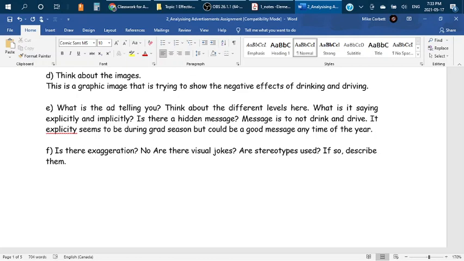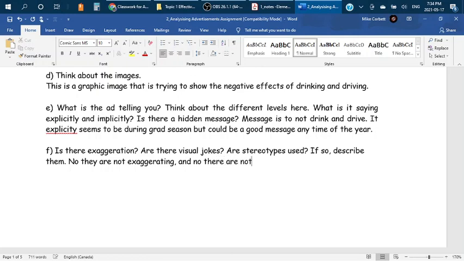But I wouldn't say, if you want to say that it is exaggeration, you want to write a sentence on why you think it is exaggeration, then feel free. I'm just personally I don't think it is exaggeration. So for that particular one, I'm going to say, no, they are not exaggerating, and no, there are no visual jokes. This isn't meant to be a funny ad.